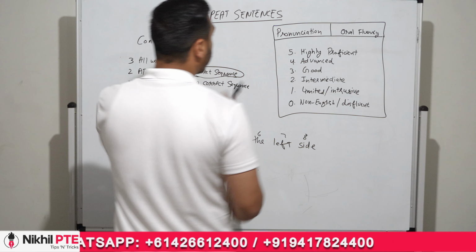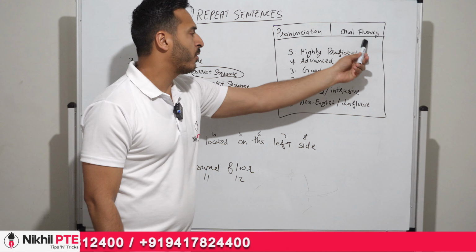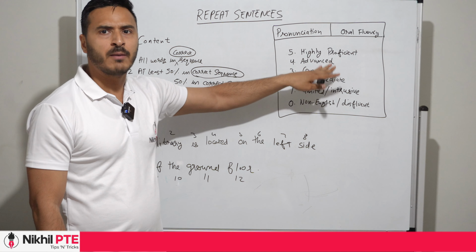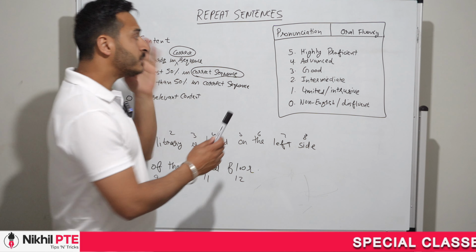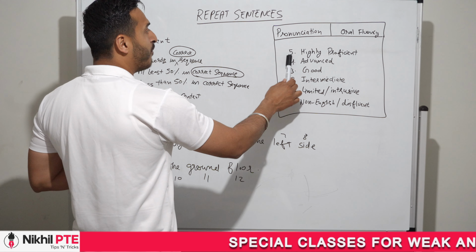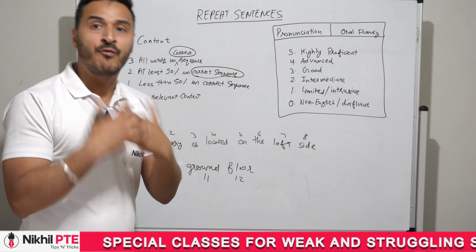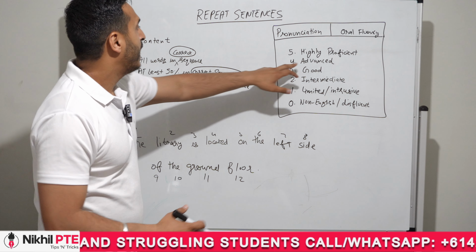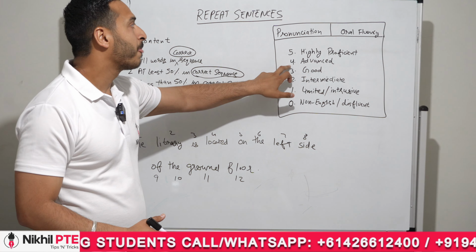So this is the scoring criteria. Pronunciation and oral fluency, these two pillars are almost the same in terms of scoring. If you are getting 5 marks, that means you are speaking very clearly with good pace. Right? Advanced, you will get 4 marks.